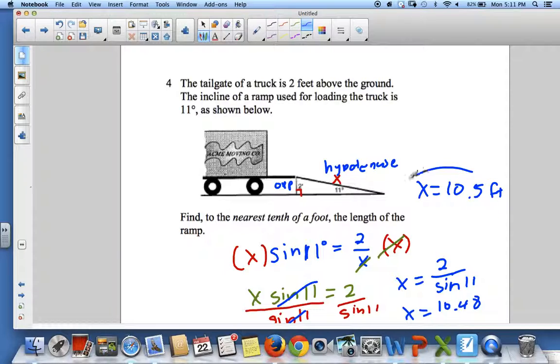feet. That would be the answer to that one. So it's a little different when the x is on the bottom. We have a few more steps, but not too much more.